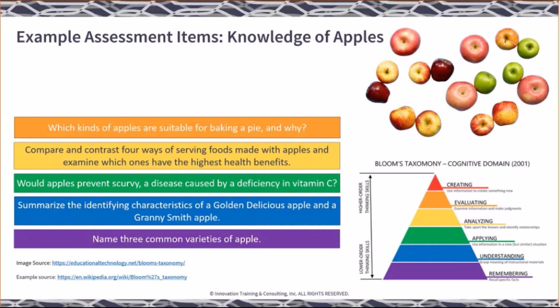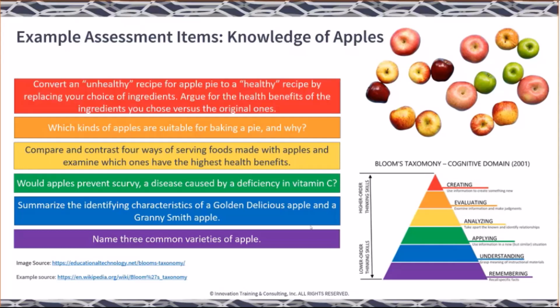Evaluating would be, again, some apples are really good for baking a pie and others not so much. So this would be being able to select the best apples specifically for a pie. And then creating would be converting an unhealthy recipe for a pie to a healthy recipe by replacing ingredients. And then being able to argue as to why the ingredients you substituted are better than the original ones.